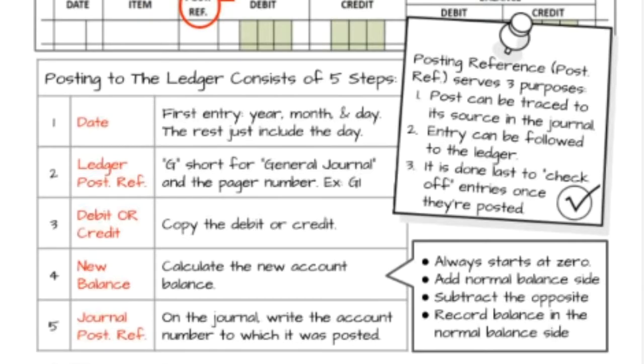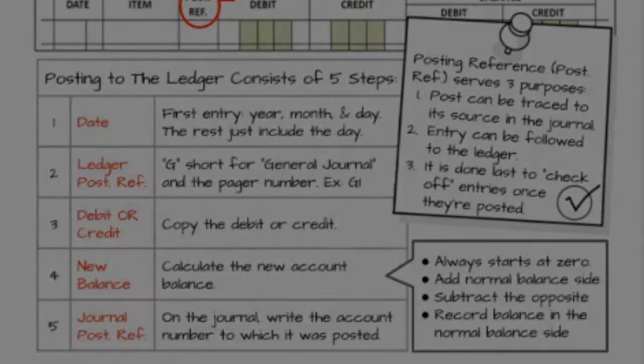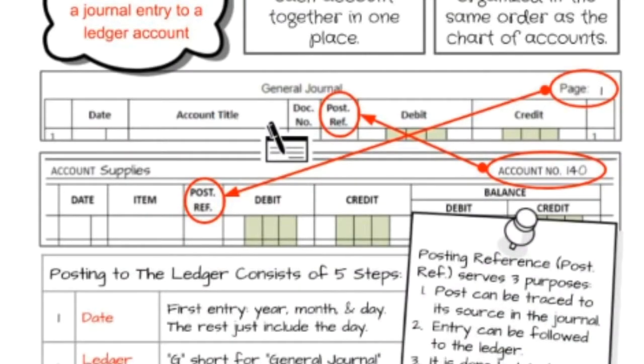The fifth step is entering the journal postref. So you go back to the journal, you write the account number to which it was posted. In this case, again, it's 140. You're going to put that back in your general journal postref column for each row that you post to the ledger.